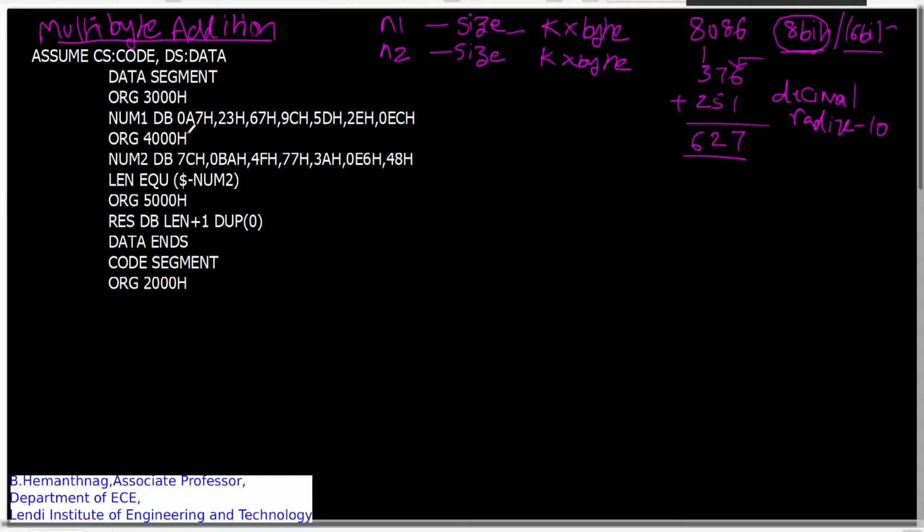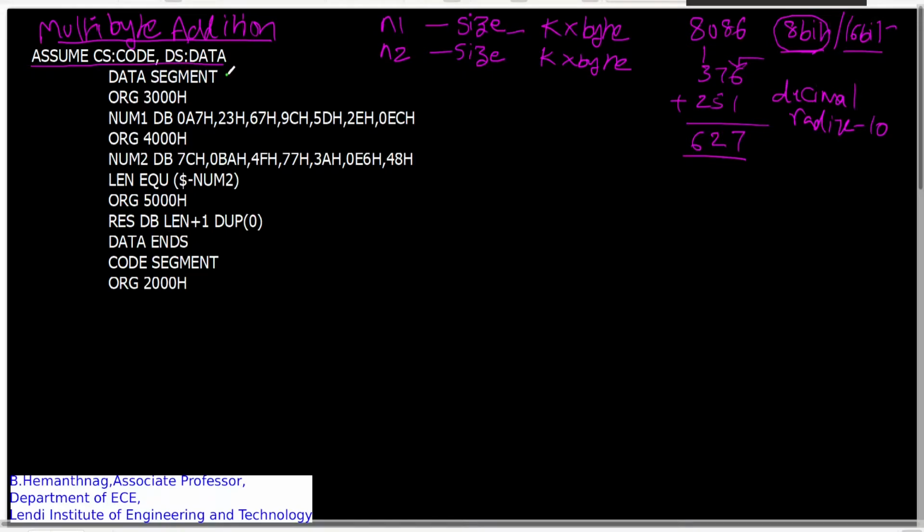As an example, in this program you can see the first line is assume CS code, DS data. Here I am specifying that the code segment register should make use of the label code, which consists of the program, and DS is the data segment register, which should make use of the label data, which consists of the information of numbers and the result.